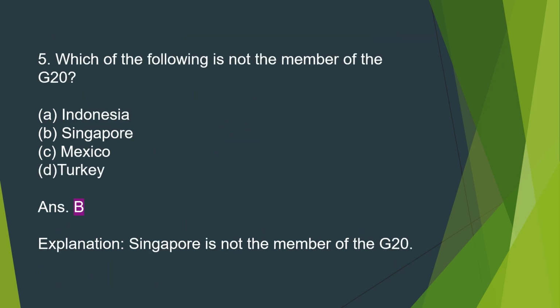Question number 5. Which of the following is not a member of the G20? Option A, Indonesia. Option B, Singapore. Option C, Mexico. Or option D, Turkey. So the correct answer is option B, Singapore. Singapore is not a member of the G20 summit yet. So in the group of 20 countries that I'm going to tell you, Singapore is not included.